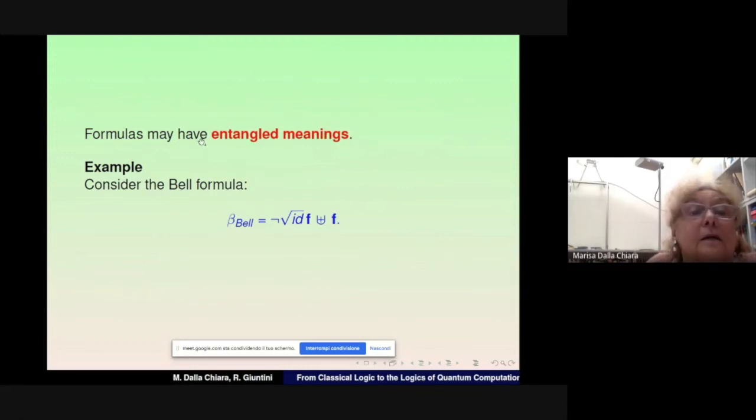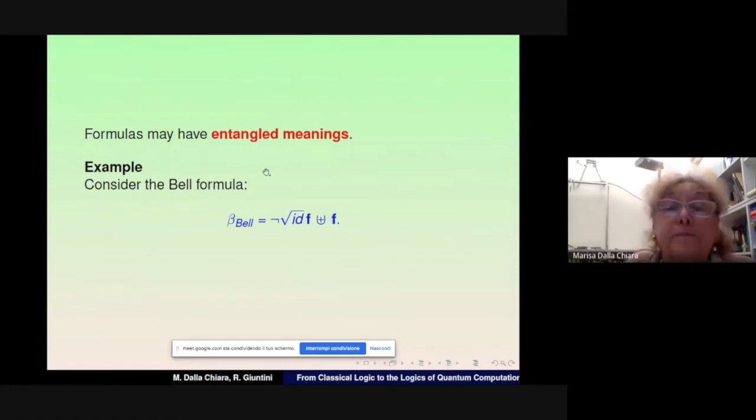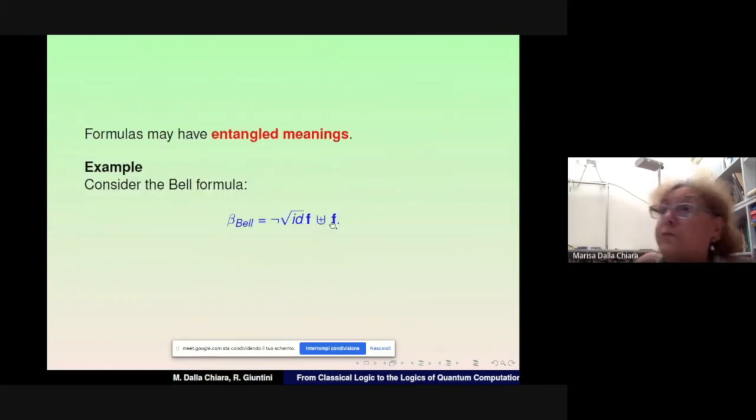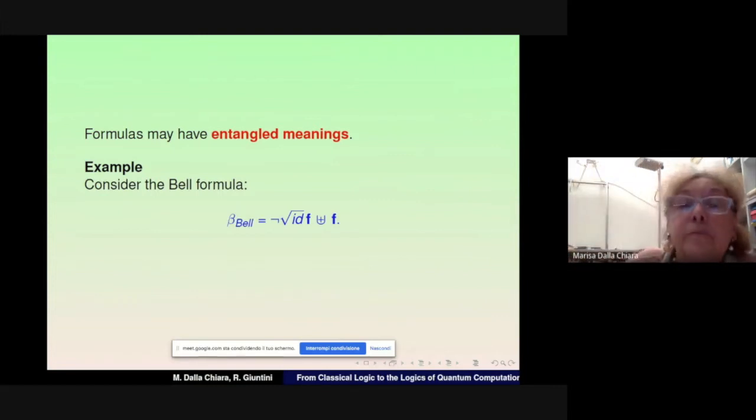And formulas may also have entangled meanings. This is very interesting. What happens when a formula has an entangled meaning? Consider again a formula that we know very well now, the Bell formula, the exclusive disjunction between the formula not Hadamard F and F. So this is our Bell formula.